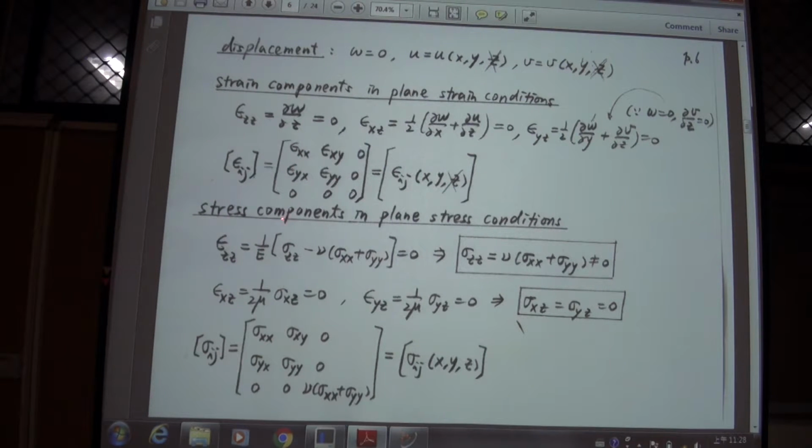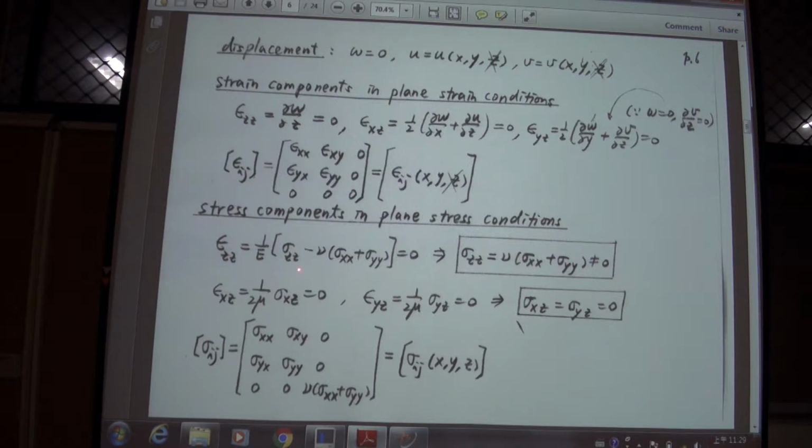Now we look at the stress component. Stress component in the plane strain situation. See, first we deal with the shear stress. We have shear strain here equals 0. Epsilon XZ, epsilon YZ are equal to 0. So sigma XZ and sigma YZ are equal to 0 because the shear stress and shear strain relation is very simple. So from the 0 shear strain component, we can have the 0 shear stress component. Okay.